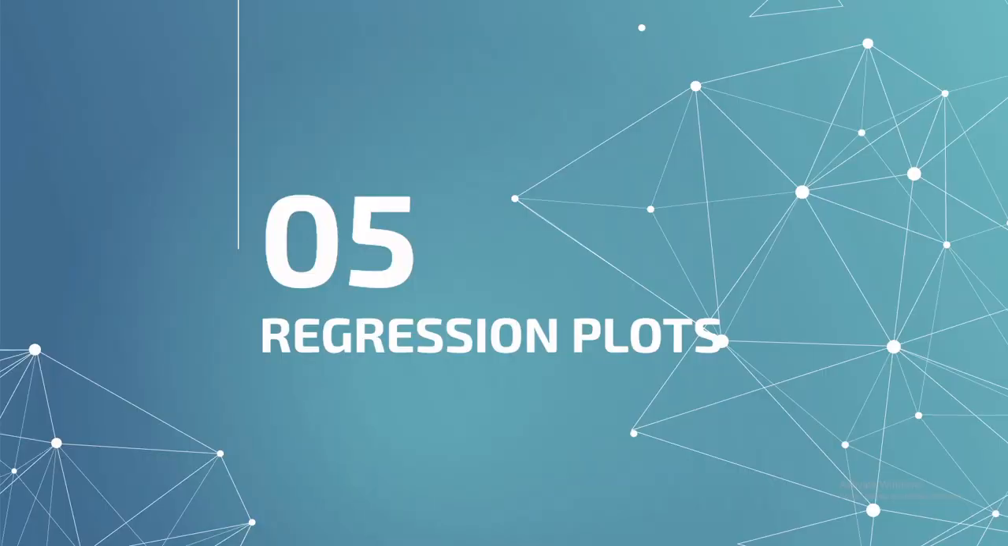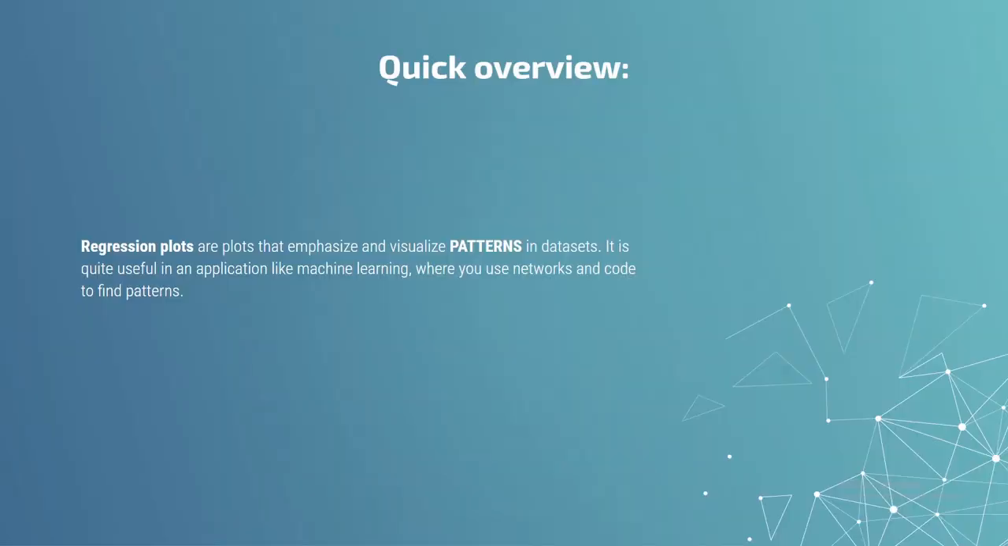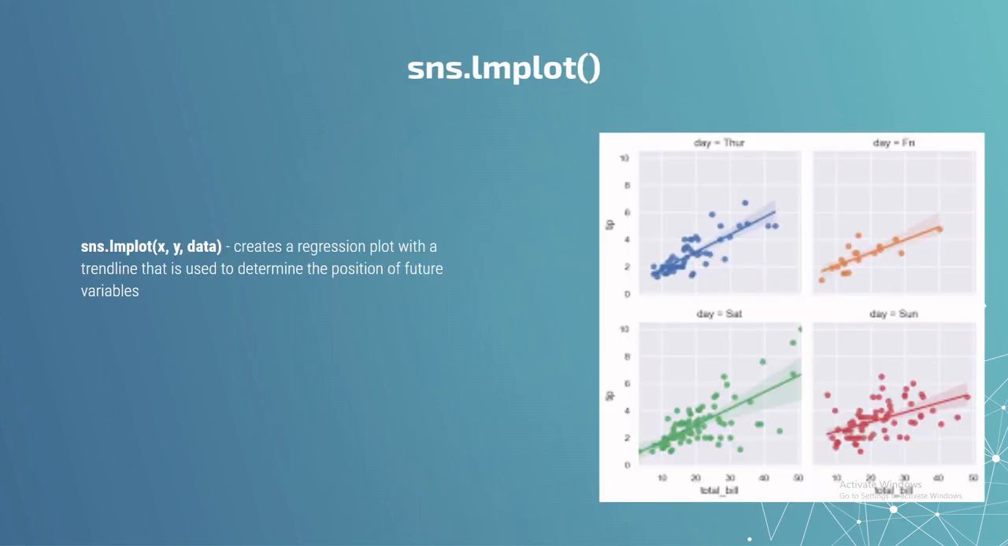The final type of plot we'll be going over is the regression plot. Now, what are regression plots? Regression plots are plots that emphasize and visualize patterns in datasets. Unlike distribution, matrix, and categorical plots, they aren't going to give you data for you to visualize and parse. Regression plots themselves will show you patterns, and we'll see this with the use of a KDE and other variations. It is quite useful in an application like machine learning where you use networks and code to find patterns.